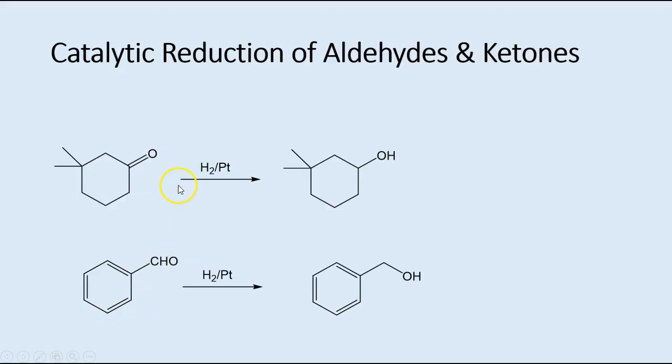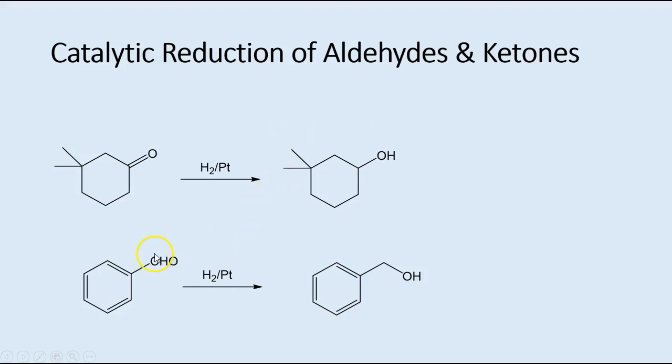So for example, if I take the compound we were naming earlier, 3,3-dimethylcyclohexanone, and I reduce that with hydrogen and platinum, I am adding hydrogen across this double bond. One hydrogen atom to this carbon, one hydrogen atom to the oxygen. This is going to give me 3,3-dimethylcyclohexanol.